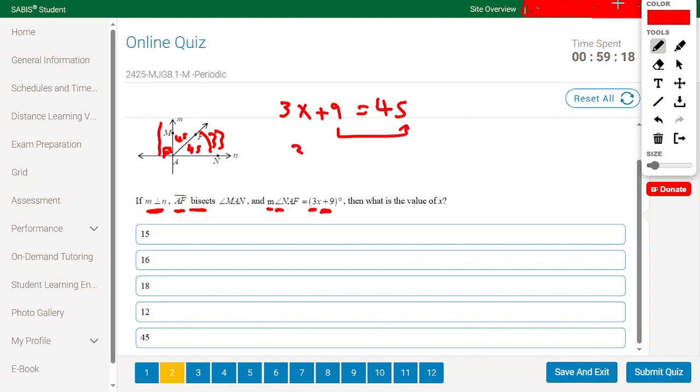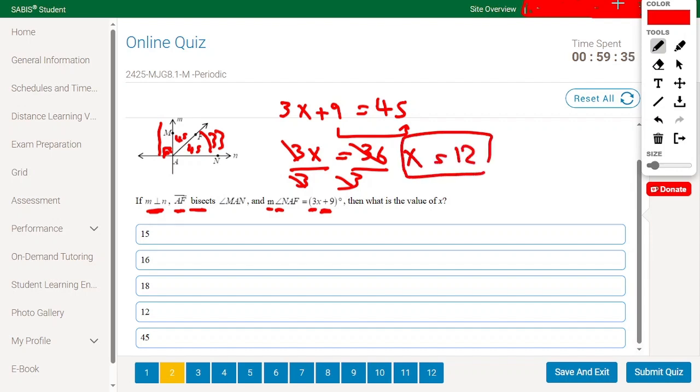9 will go to the other side, so 3x will be equal to 36. So divide by 3, divide by 3. So x will be equal to 12. So the answer here is 12.